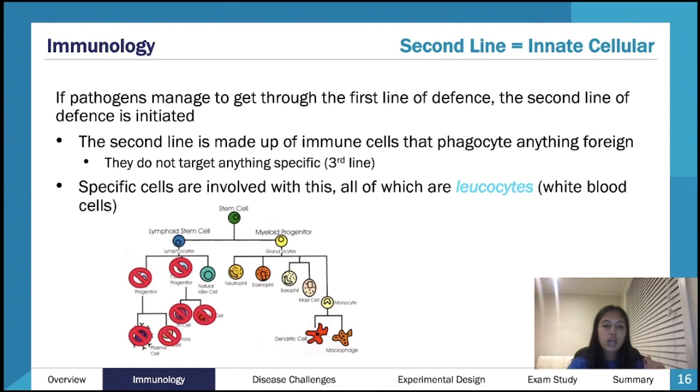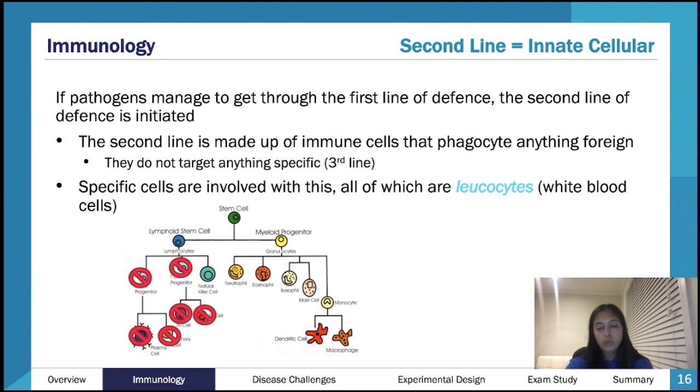Okay, so in terms of your second line, let's think, something's gone wrong with our first line. Maybe we have a big cut. Now we've got pathogens that are entering our internal environment. So this is when the second line kicks in. This is your innate immunity. So these are your sort of general leukocytes. Again, this is your sort of one size fits all.